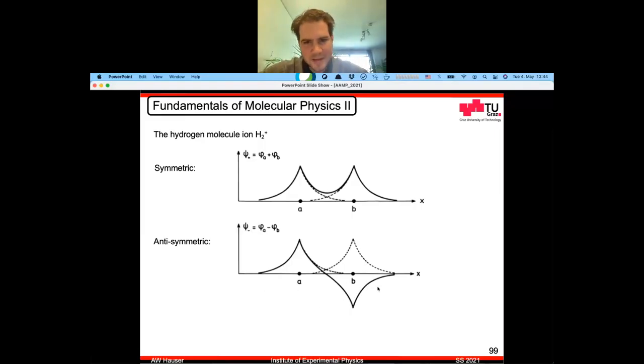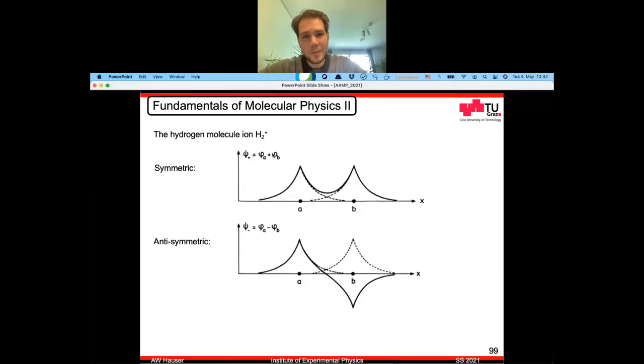And you can already see that if you take now the absolute square of this wave function in the case of the symmetric wave function, there is a non-vanishing probability of finding electrons between the two nuclei. And this is already the indicator that this wave function must be the one that is actually providing the bound state.